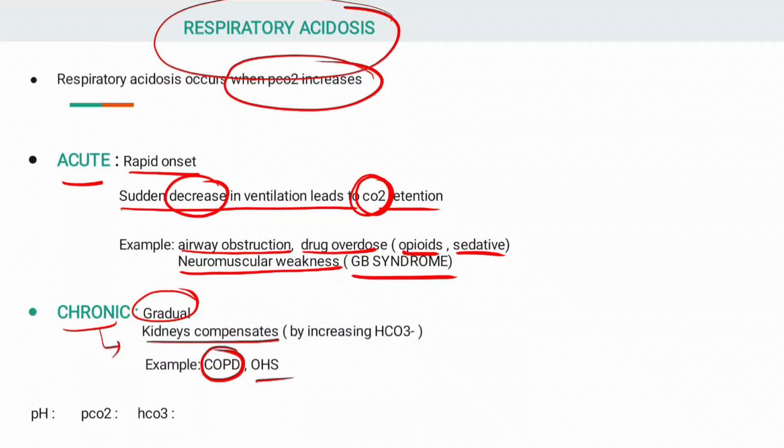So what will be the pH, what will be the PCO2, and what will be the bicarbonate ion in this? The pH, obviously it is acidosis, so the pH should be low. It is respiratory acidosis, so the PCO2 should be increased, more than normal. As it is acidosis, the metabolic system will try to make it alkaline, so the HCO3 obviously increases.